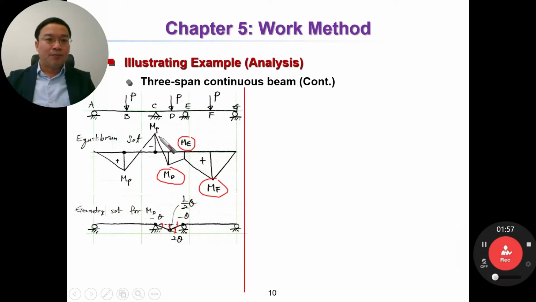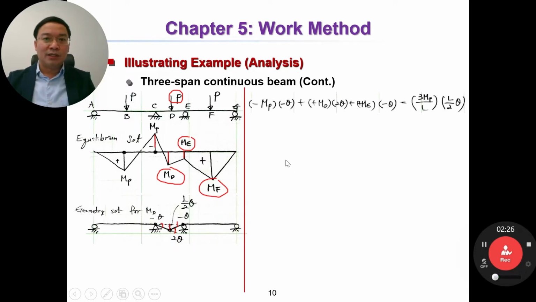Then we have the equilibrium set for this one: MP at this point, MD corresponding to this, and ME corresponding to this, and the load is P. Okay, the load is P corresponding to this displacement. Then we can easily develop the equation. The work equation. Can you write down the work equation by yourself? What is internal work?